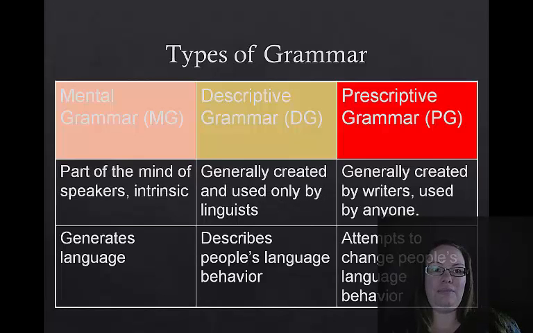Okay, we talked last time about 3 different types of grammar. This is just a quick review for you. Those 3 different types of grammar: mental grammar, descriptive grammar, and prescriptive grammar. Prescriptive grammar is the type of grammar that people use when they're trying to tell you what you should or should not do. Descriptive grammar is a grammar that linguists use that describes what it is that people actually do in a language. And mental grammar is the grammar that's inside of your head that tells you how to produce language and also tells you whether or not a sentence is correct or incorrect, grammatical or ungrammatical.